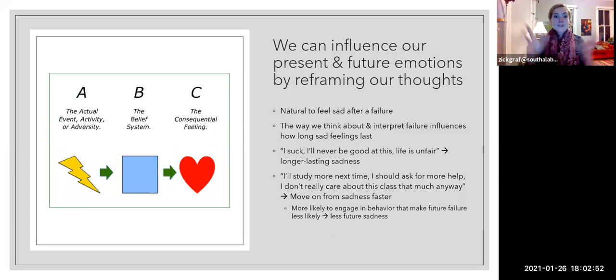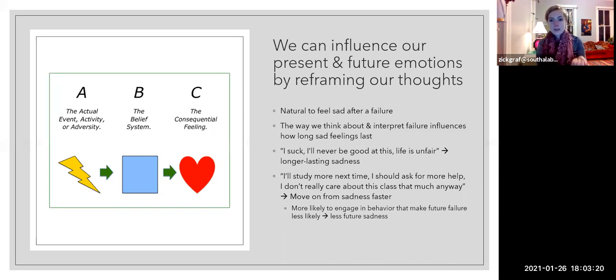Okay, so what that suggests is that if our emotions are causing us problems, if we have psychopathology, we can consciously influence our present emotions and also our future emotions, how we'll feel the next time we encounter a similar situation, by actively reframing our thoughts. So as the video said, in the example of failing a test, it's natural to feel sad after failing at something, and most people would.